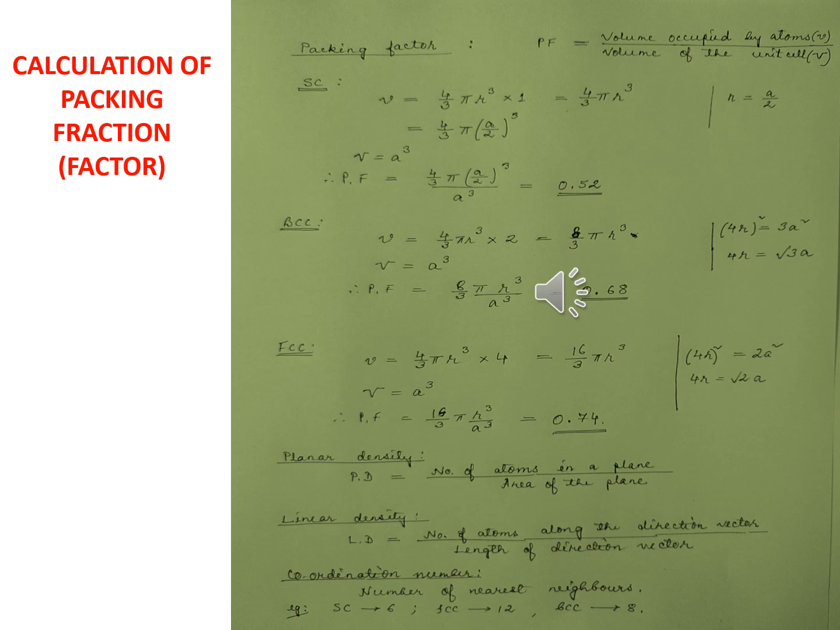Then there are a few more terms which you should know: planar density and linear density. Planar density is the ratio of the number of atoms in a plane to the area of the plane. Linear density is the ratio of the number of atoms along the direction vector to the length of the direction vector. And there is another term, coordination number, that we have already discussed. It is the number of nearest neighbors, and the coordination number for simple cubic is 6, for FCC 12, for BCC 8. You can take any lattice diagram for cubic structure and easily identify them.